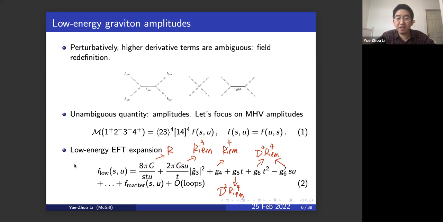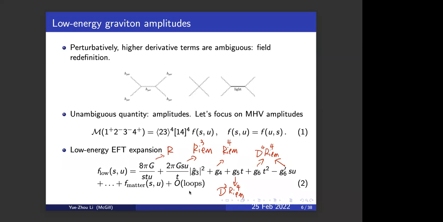So the low energy EFT expansion for this amplitude looks like this. This term is contributed by Einstein gravity, this term is contributed by the Riemann cube, and this is contributed by Riemann to the 4th, and g_5 means d squared acting on the Riemann to the 4th. That means we act 2 more derivatives, and this is 4 more derivatives, and so on and so on. We can also add some matter, but we ignore loops.